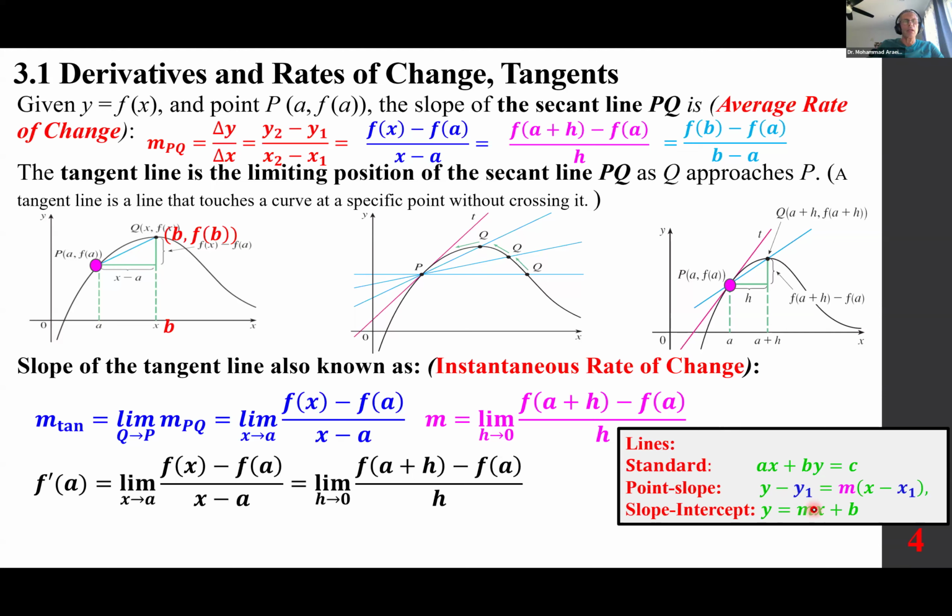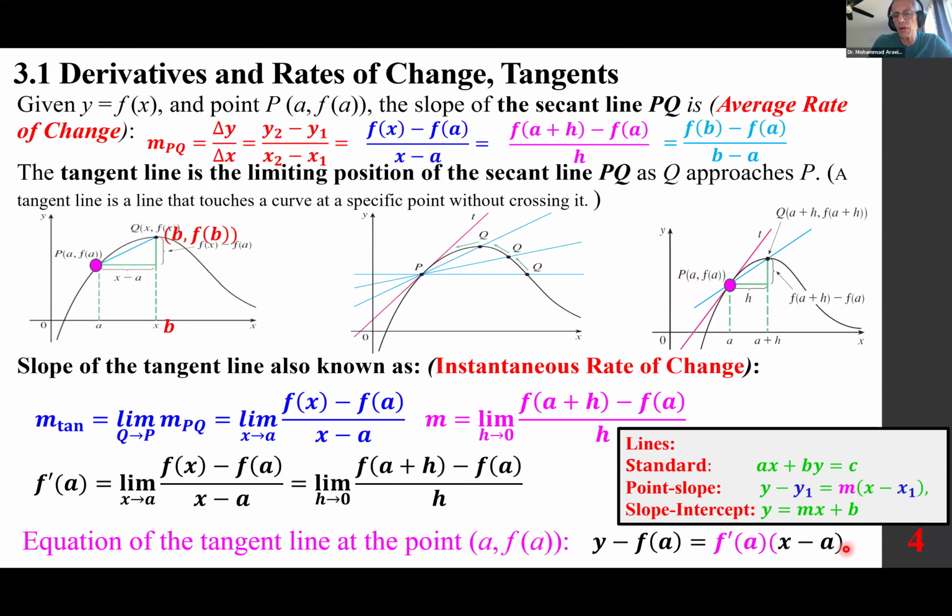When you solve for y, it becomes the slope intercept form, which is unique. Now, if you look at this point, a comma f of a, and you want to find the equation of a tangent line at this point, you have to go with the point slope, y minus y1, that means y minus f of a equals m, f prime of a, times x minus x1, x minus a. Now, do I have to memorize this formula? No, I highly recommend you just use the elementary algebra point slope, and you're in good shape. Just plug it in.